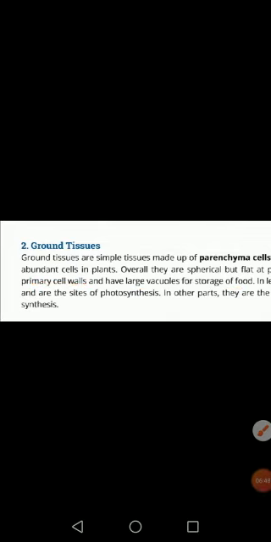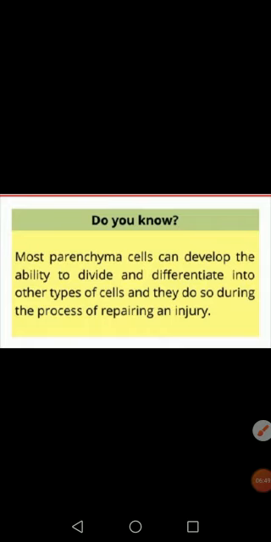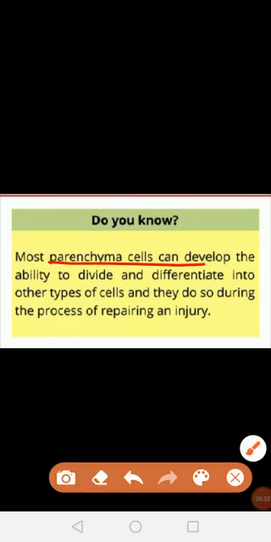Okay, and the next type of permanent tissue is the supporting tissue, but before that there is some information. For example, most parenchyma cells, as you know, as a permanent tissue, do not have the ability to divide. But some parenchyma cells develop the ability to divide, and that helps in the process of repairing an injury, and then they differentiate into other types of cells. So during injury or repair, these parenchyma cells develop the ability to divide and then differentiate into other types of cells.